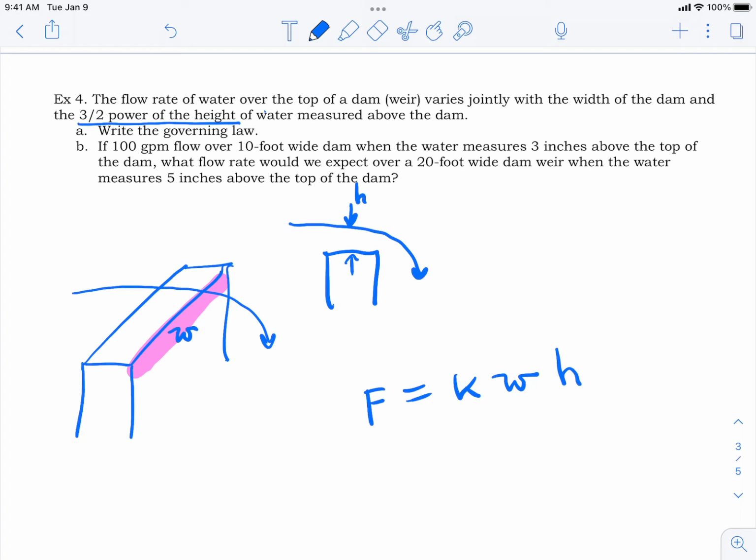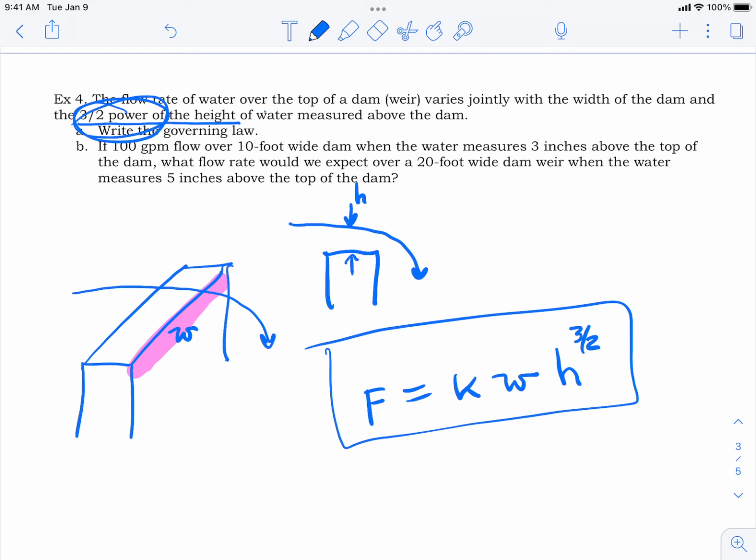Okay, so that's the height of water. We'll use H to be the height of water, but it's not the height of water. It's the 3/2 power of that, which means you've got an exponent on here, a 3/2 exponent. So it's a little more funky. So there's our formula for the weir. So this'll work. So, okay, let's start analyzing the Mississippi River or something here. What do we got? So the next thing it says is write the governing law. I guess we just did that.